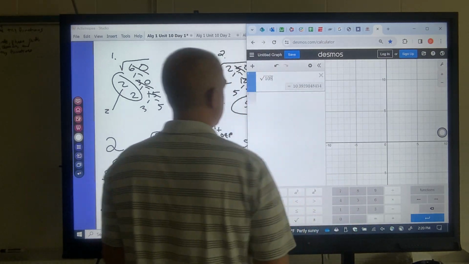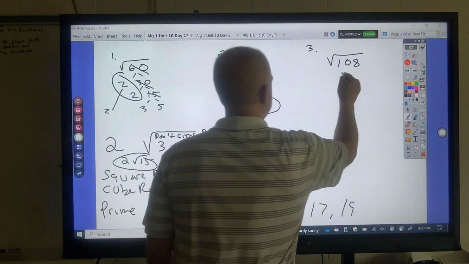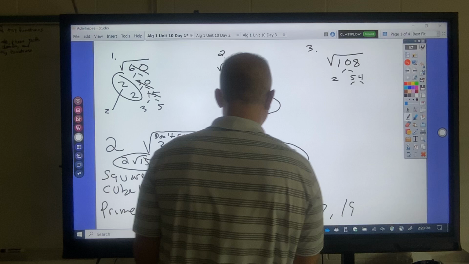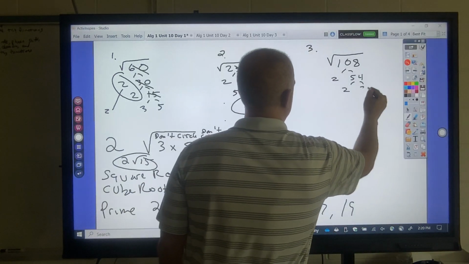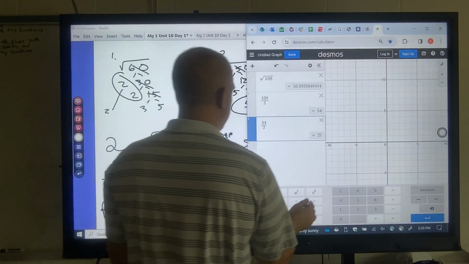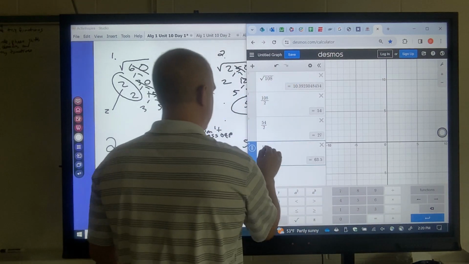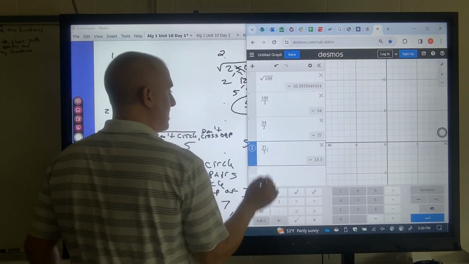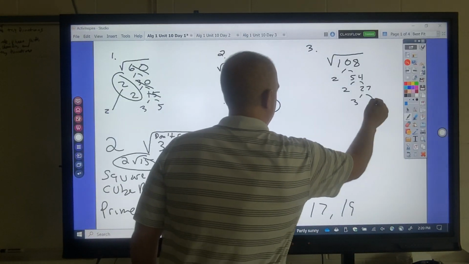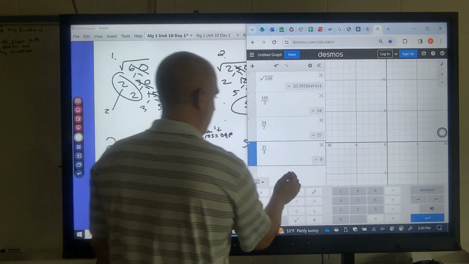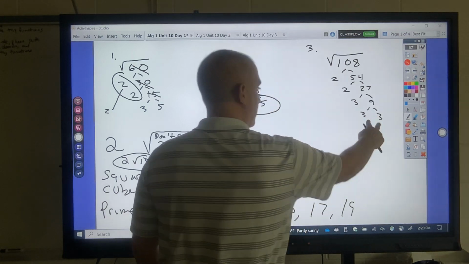Let's go square root of 108. Square root of 108, decimal, all right? So 108 divided by 2, 2 and 54. 54 divided by 2, that's going to be 2 and 27. Okay, 27 divided by 2. All right, well, that's a decimal, so I don't want that one. Next prime number is 3. Okay, 3 and 9. I can, 9 divided by 3, 3 and 3. Okay, so I can stop because those are prime.